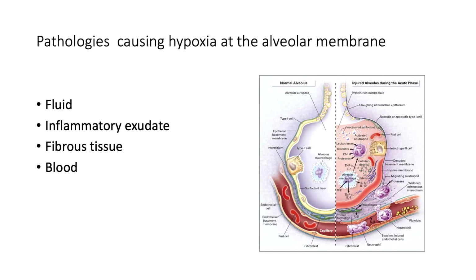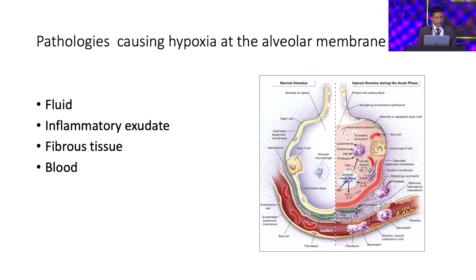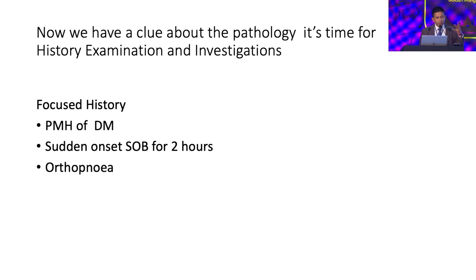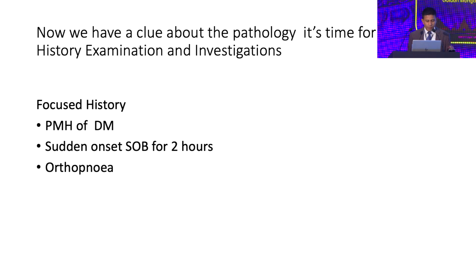These are the possible pathologies. It could be fluid, inflammatory exudate, fibrous tissue, blood. Anything could prevent your oxygen getting to the vessels. Now, we have a clue about the pathology, so it's time for us to assess the pathology properly. How? History, examination, investigation. He's a diabetic person coming with shortness of breath, very sudden, acute onset, and has orthopnea also.